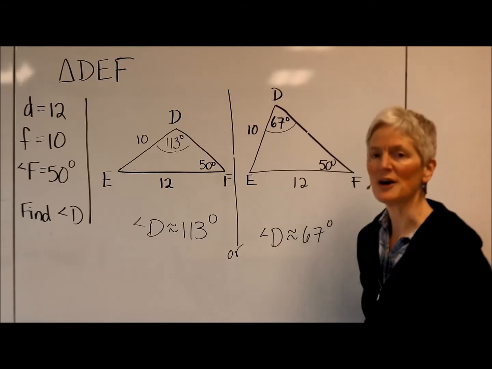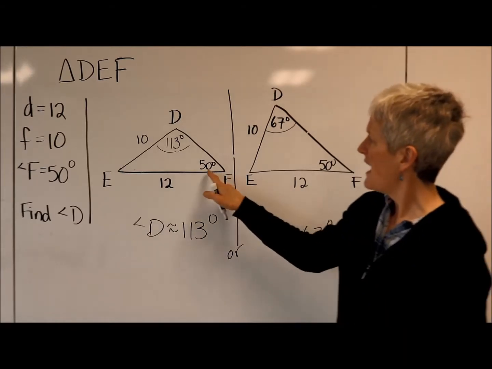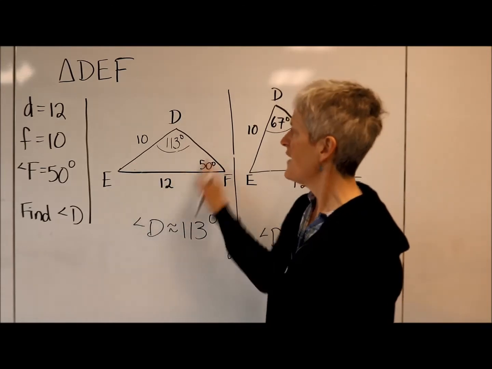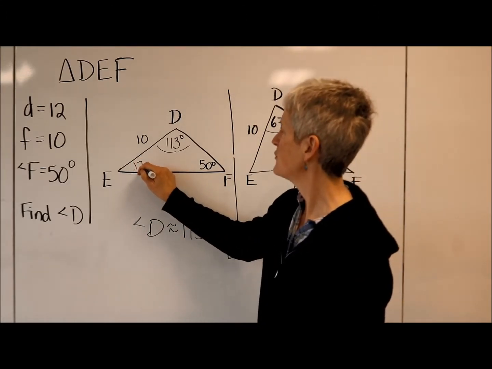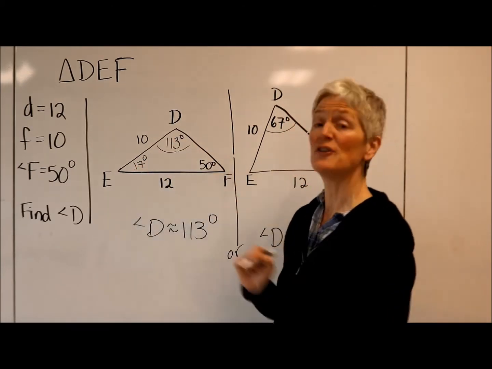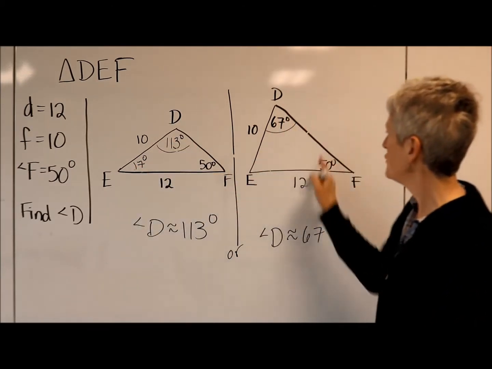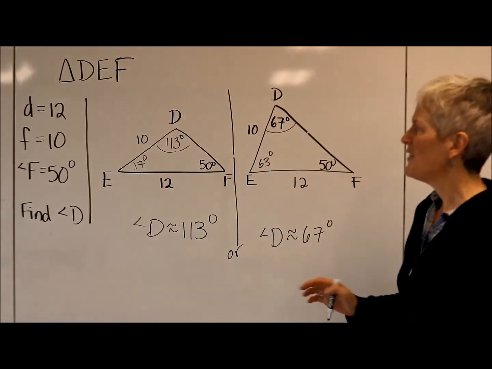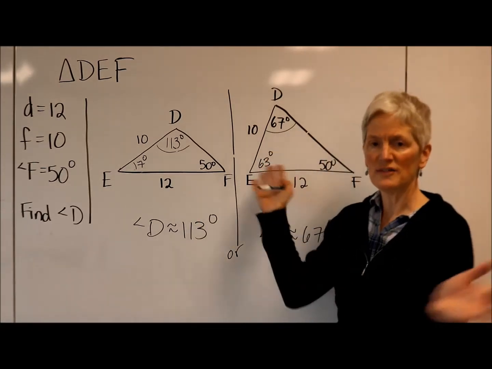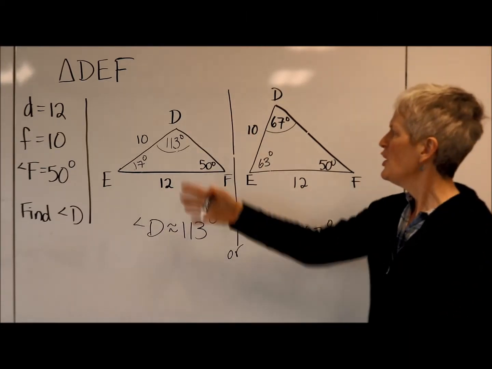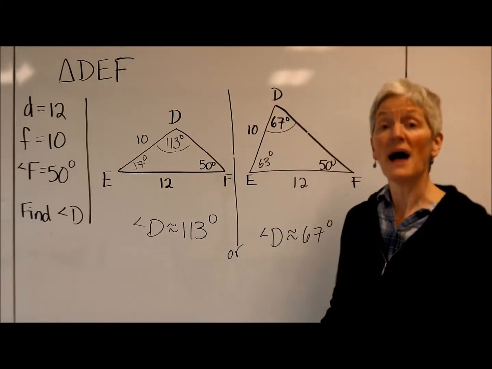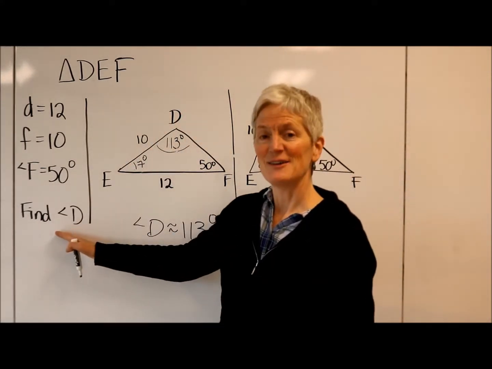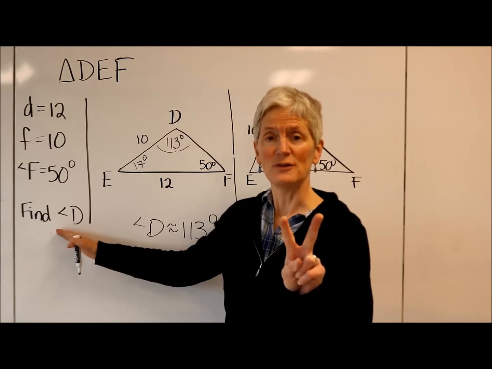But they both work. I have 50 degrees, 113 degrees. Sure, that could create a triangle. If I do a little math, this would be 17 degrees, giving me 180 degrees total. If I do a little math here, that would give me 63 degrees. I think if you check these using law of sines or law of cosines, you would see that these are both viable, possible triangles. So when I asked you to find angle D, there were two possible solutions.